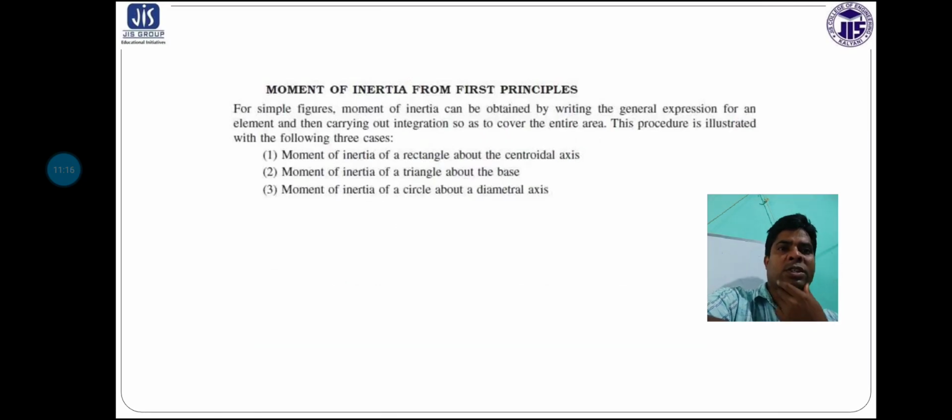Now moment of inertia from the first principle. For simple figures, moment of inertia can be obtained by writing the general expression for an element and then carrying out integration so as to cover the entire area. This procedure is illustrated with the following three cases. Case one is moment of inertia of a rectangle about the centroidal axis, then moment of inertia of a triangle about the base, and moment of inertia of a circle about the diametral axis.